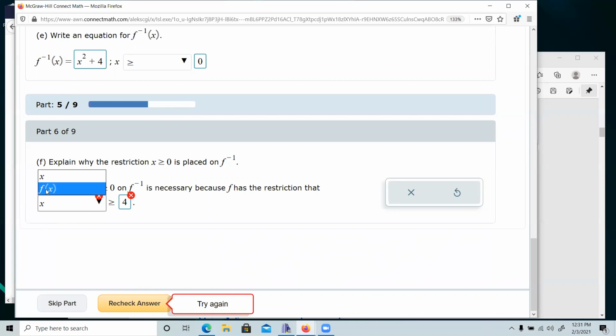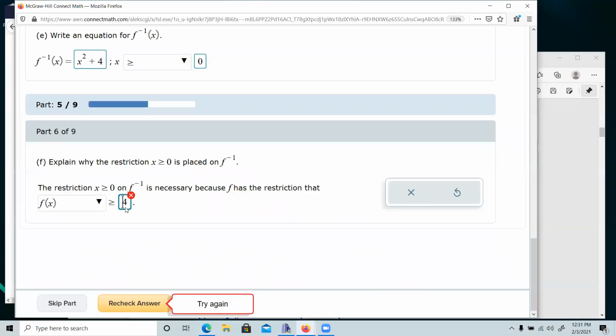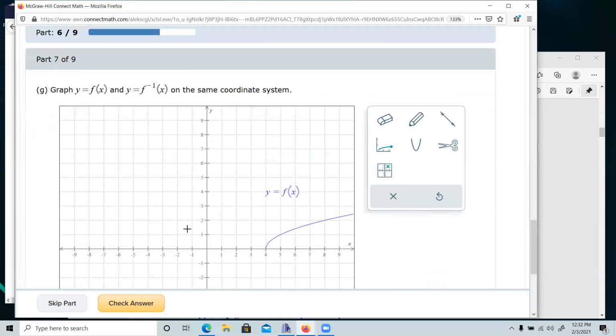Oh wait. We have to compare the range to this thing because it's asking us about the domain of f inverse. So we have to compare it to the range of f. Okay, I didn't know I could have that as a choice. So f of x has to go bigger than 0. Okay, that's better. All right, that's happier. And then graph them on the same coordinate system.